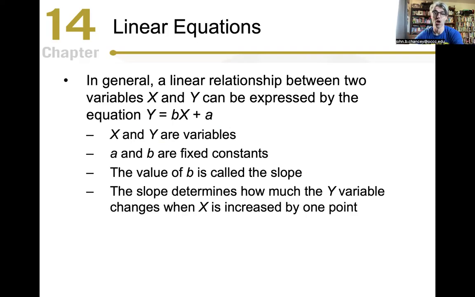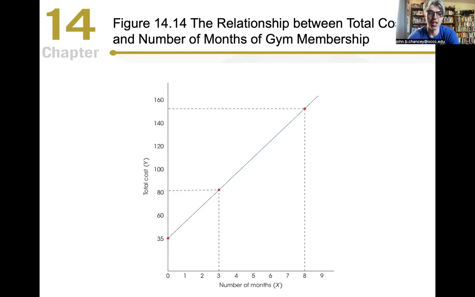The value of b is called our slope. Does the line slope? Which way does it slope, negative or positive? And the slope determines how much the variable changes, or Y changes, when X is increased by 1 point. So here's kind of an example of that.